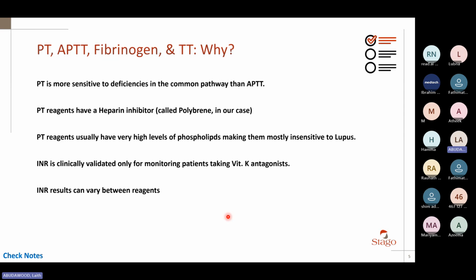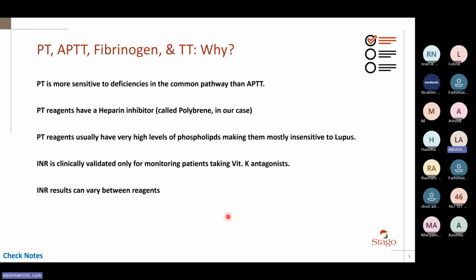Another point, PT in general is not sensitive to lupus. APTT in general is sensitive to lupus, and the degree of sensitivity varies from reagent to reagent. Why? Because PT has far more phospholipids in the reagent than APTT. What does that have to do with lupus? We have to talk about lupus to explain. But PT reagents in general are poorly sensitive to lupus. So this is another very important distinction between PT and APTT. That's why if you look at lupus patients, PT is generally normal, not affected, whereas APTT can be significantly prolonged depending on the reagent. Again, we will elaborate on this point a little later.